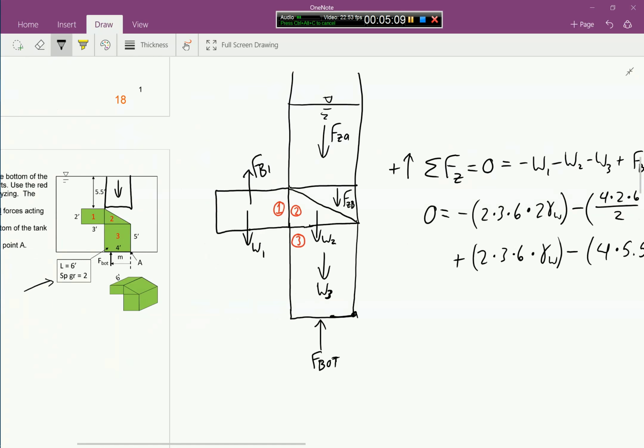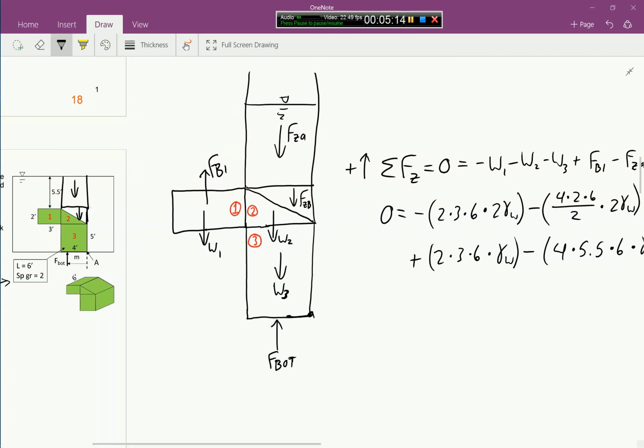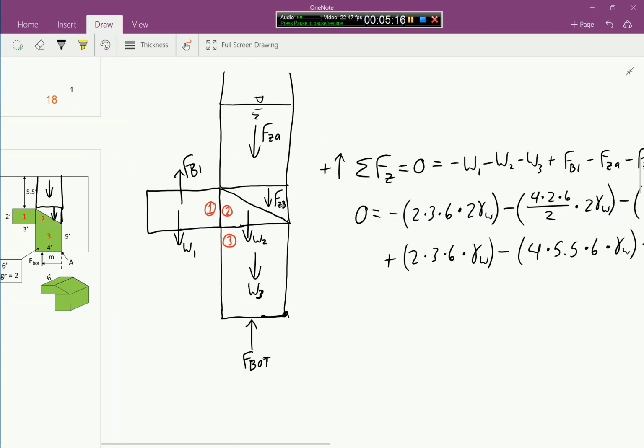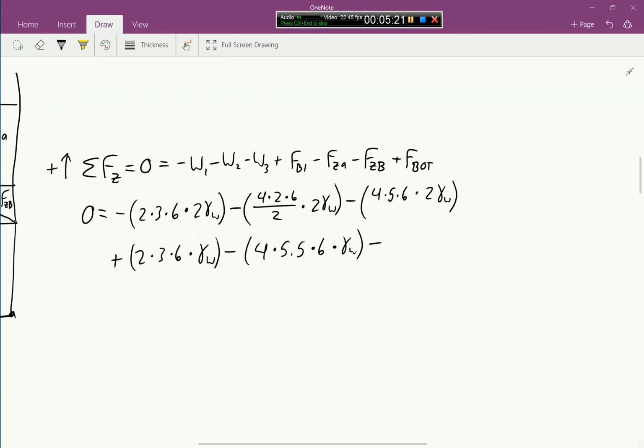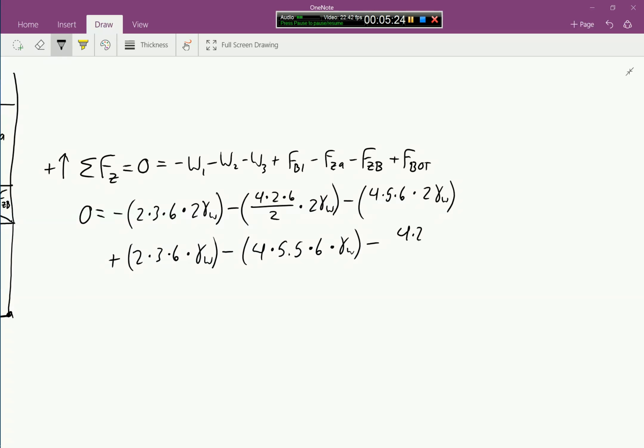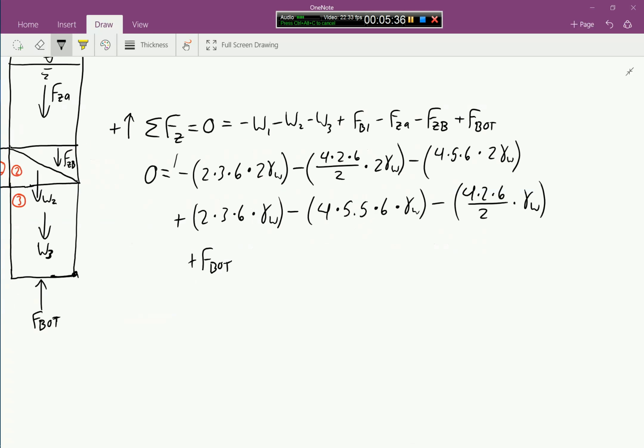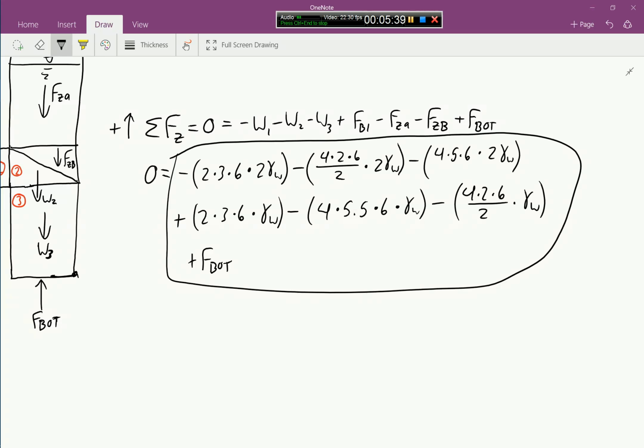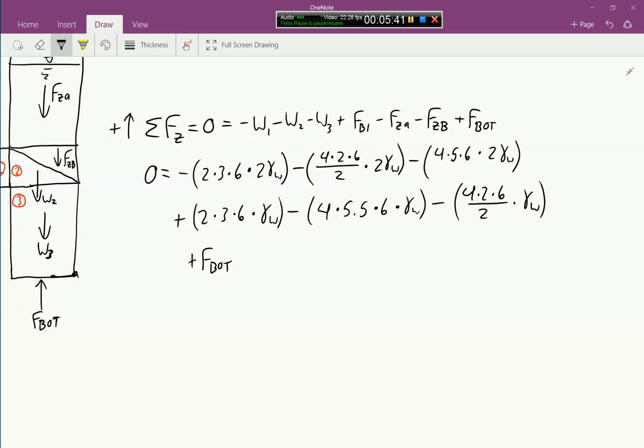Minus FZB, which is this triangular part right here, and that is going to be the volume of that piece, which is coincidentally the volume of 2, times the specific weight of water. So that's going to be 4 times 2 times 6 divided by 2, because it's a triangle, times gamma water, and that's FZB. And then finally we have the force on the bottom of the tank. All of this is going to be equal to 0 when you add everything up. We know everything except for F bottom, which is what we're looking for, which is good.